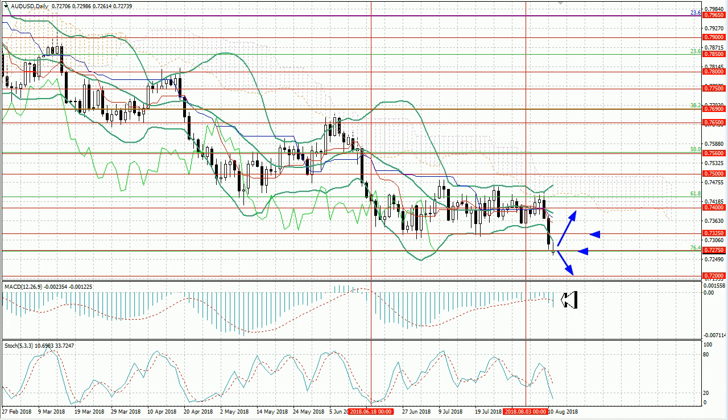The MACD histogram is increasing in the negative zone, the stochastic turned down. However, the price went out of the bottom Bollinger Band, so it may be corrected upwards. As for the fundamental events of the week, it is worth highlighting the data on employment and unemployment in Australia. In general, the continuation of the decline seems more likely, but the breakout of the level of 0.7325 cannot be ruled out.